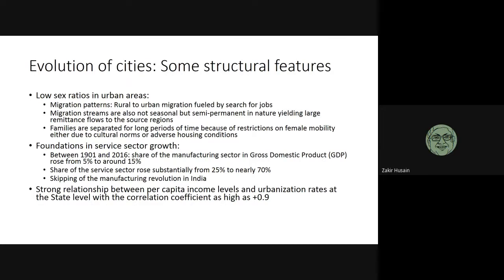So this means that it is the male people who are coming to urban areas, the females are remaining in rural areas. If you look at migration, the sex ratio in urban areas is pretty low, lower than in rural areas.